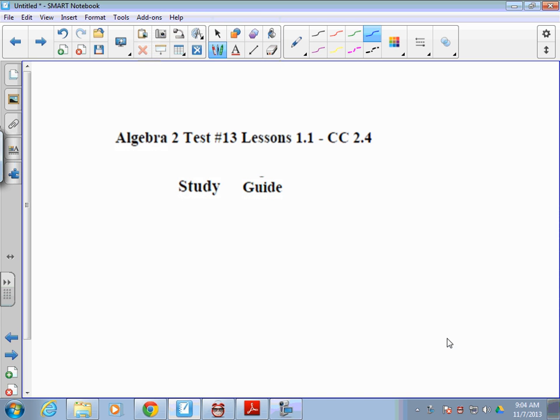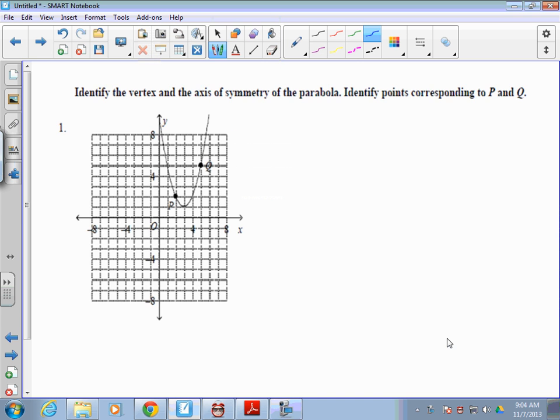All right, this is Algebra 2 Test 13 study guide. First problem says identify the axis of symmetry of the parabola, and then identify the points P and Q. So you can see everything on this, counting by one each time.